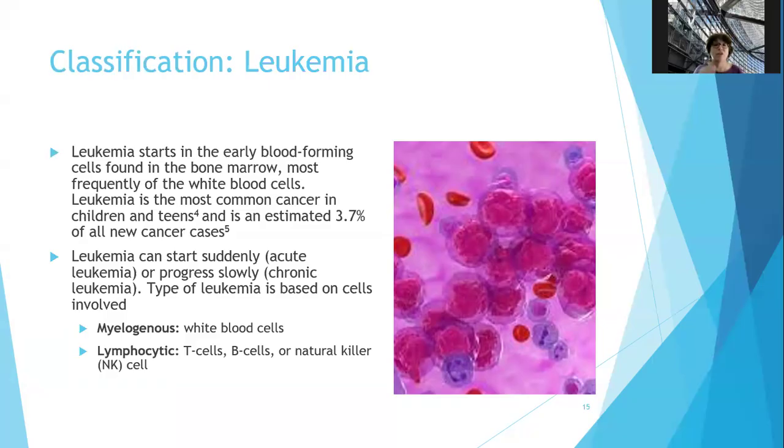So if you have acute lymphocytic leukemia, it's called ALL. Acute myelogenous leukemia is AML, and those are the most common types in children. And then CLL and CML are more common in older adults.